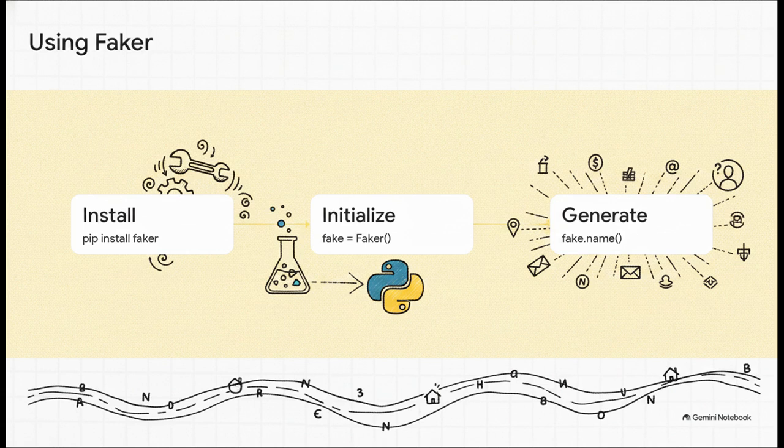In Step 3, you put it to work. You generate individual pieces of fake data by simply calling methods directly on that object. Calling fake.name gives you a realistic full name. fake.email hands you a properly formatted email, and fake.address whips up a full street location. It's a highly intuitive, object-oriented approach to generating your data.